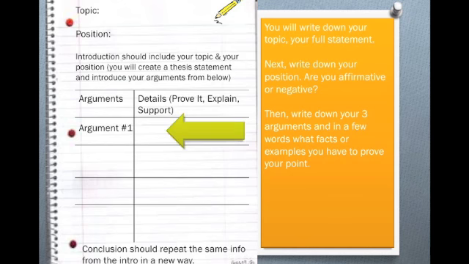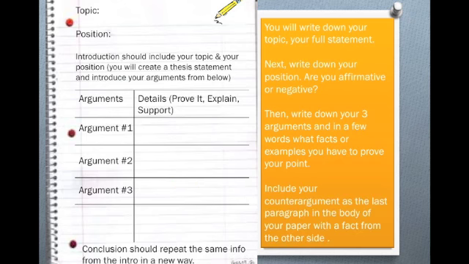So you'll start with argument 1, and then you'll write down argument 2, argument 3, and then in this section over here, you're going to write down some of the facts and research that you have to support it. And then don't forget, you also need a counter argument. That's the last body paragraph in your paper before the conclusion. So please don't forget that should be included as well. What is it that you're actually going to talk about for the other side?